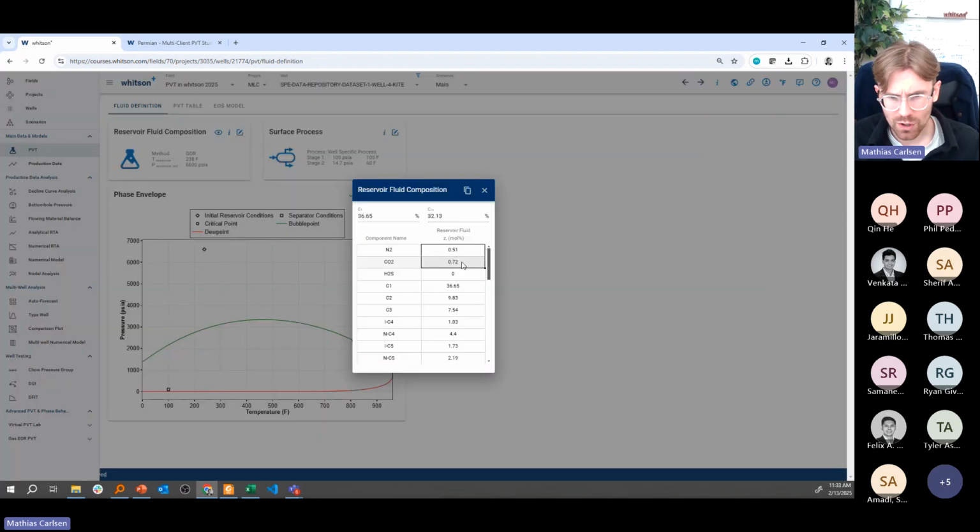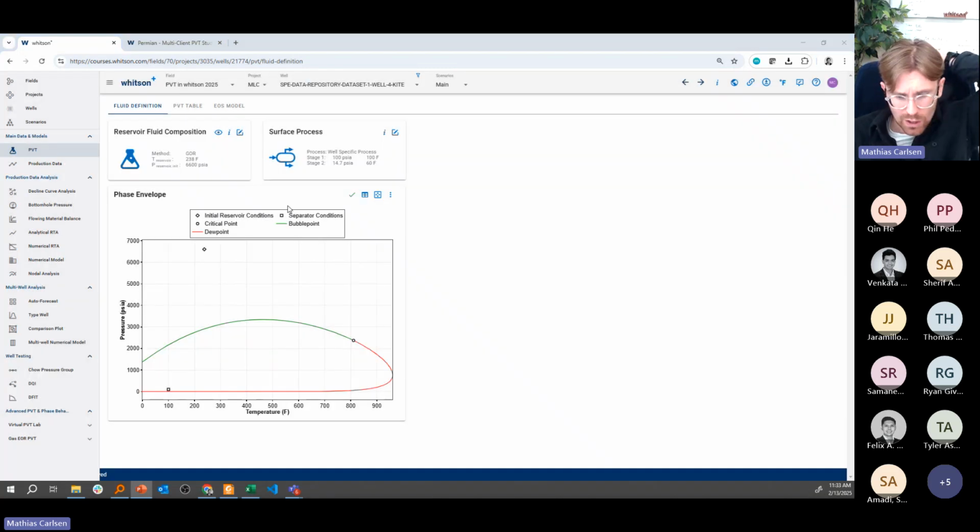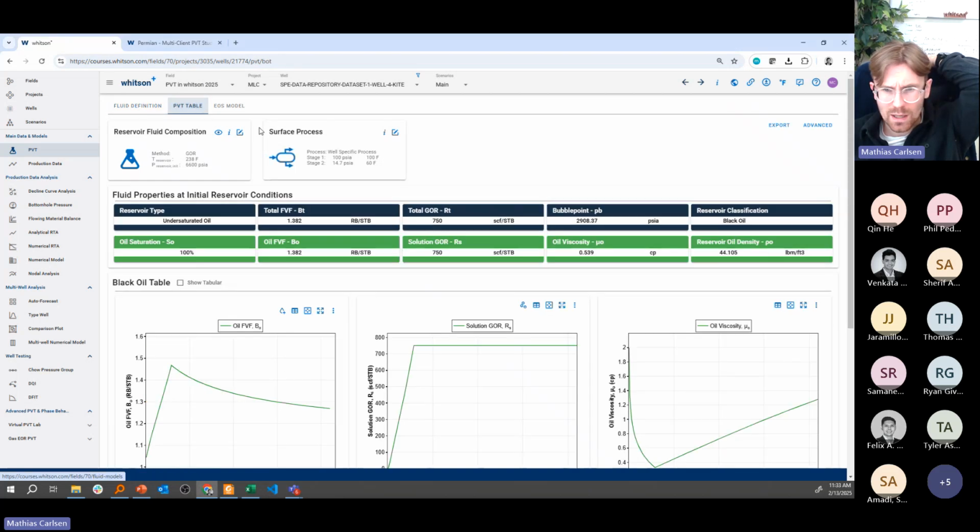Then you'll see that your nitrogen and CO2 show up here. If you want to check what the saturation pressure is, one way is you can of course go into any of the other features that leverage that saturation pressure, or in the PVT table itself, you can go to the PVT table and you can check the saturation pressure here. 2,900. That's the way you would check the saturation pressure.